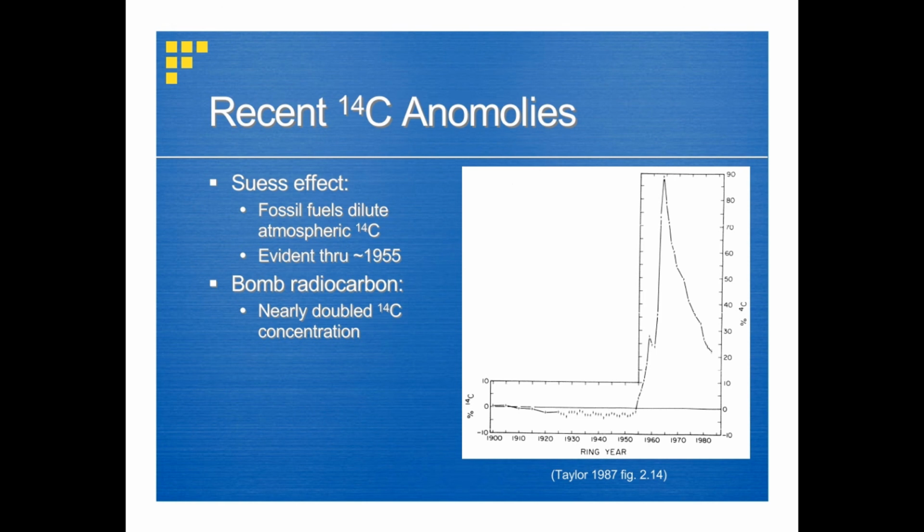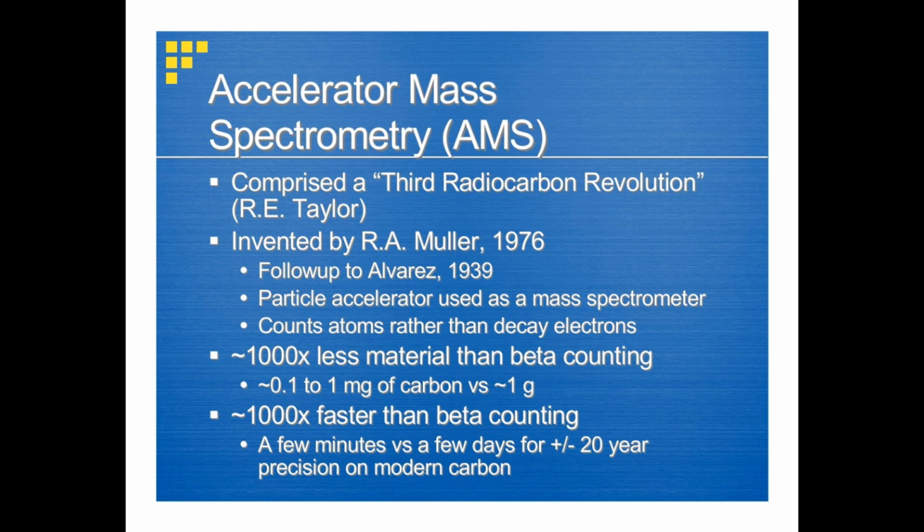Now the next radiocarbon revolution is accelerator mass spectrometry. And Irv calls this a third radiocarbon revolution. It was invented by Rich Muller in 1976. And the idea is to use a particle accelerator as a mass spectrometer to count the radiocarbon atoms rather than waiting for them to decay and counting the beta particles that come off.